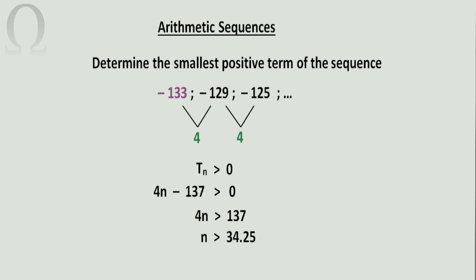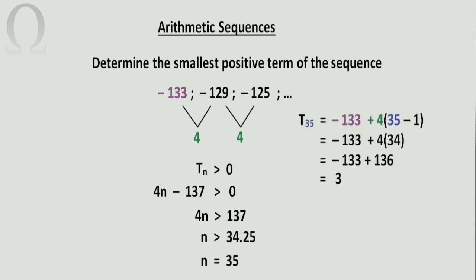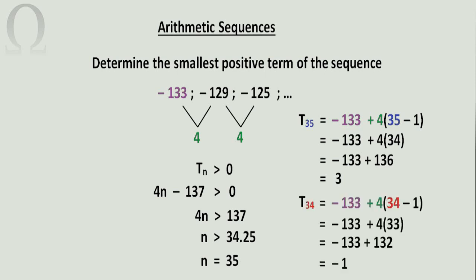Now, n, which is the number of terms of a sequence, is a natural number. So the very first natural number after 34.25 is 35. In other words, the first term of this sequence which is greater than 0 is the 35th term. We can verify this by determining the value of the 35th term, which is 3, and then determining the value of the preceding term, the 34th term, which is minus 1.